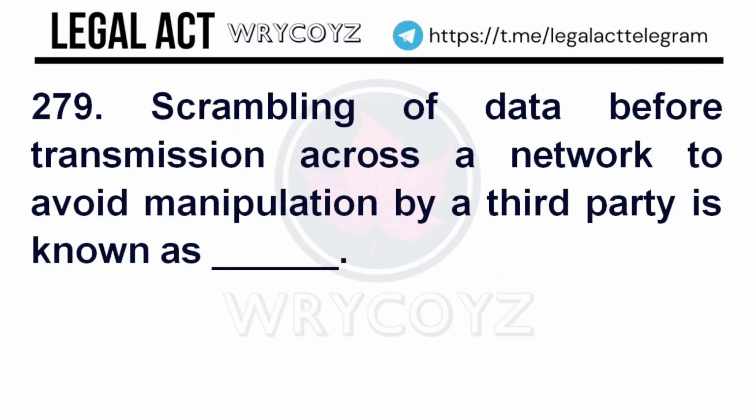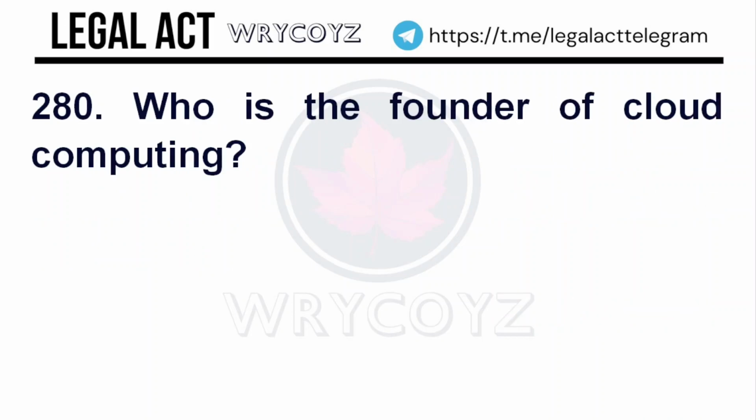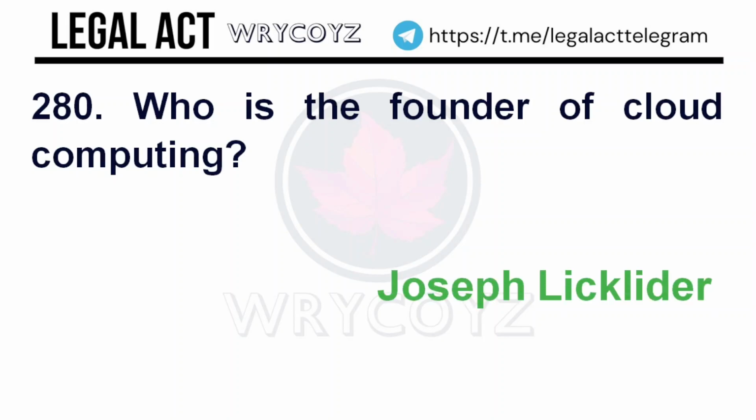279. Scrambling of data before transmission across a network to avoid manipulation by a third party is known as dash. The answer is encryption. 280. Who is the founder of cloud computing? The answer is Joseph Licklider.